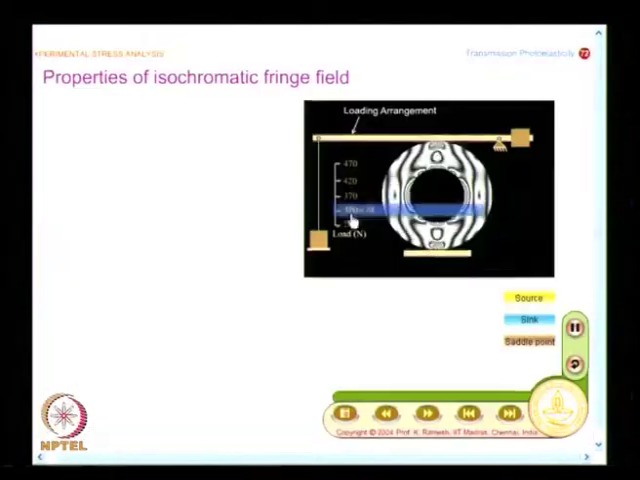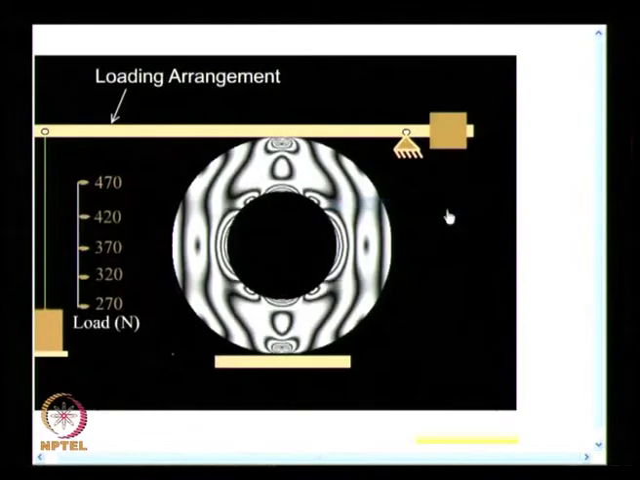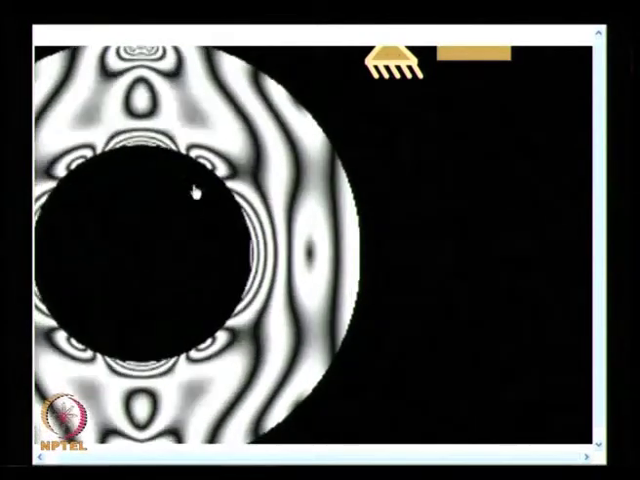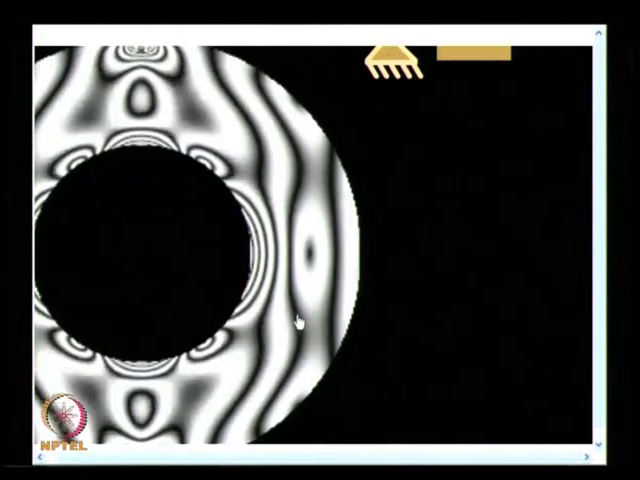You see this beautifully, and let me show you one more feature. Let me focus on this part of it. What is happening here? I have something special happening in this zone, and I have something special happening here. As the load is increased, in one case fringes go and vanish, in another case only the density increases, fringes do not vanish.